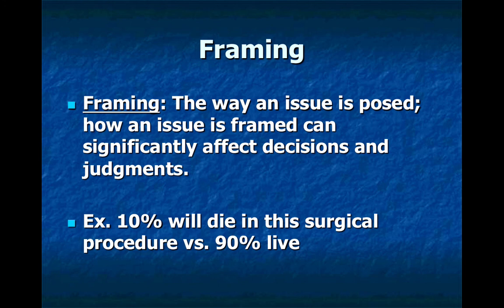Another term that is associated with this part of the chapter is called framing. It's very similar to what we learned about with wording effects in chapter 1. We know that the way an issue is posed can greatly affect our decisions and our judgments. So for example, if a doctor were to say, you have a 10% chance you're going to die in this surgical procedure, you're going to be very upset and you're going to not want to have the procedure done. Versus you have a 90% chance that you will be just fine undergoing this procedure. It really does change how you view that particular situation.